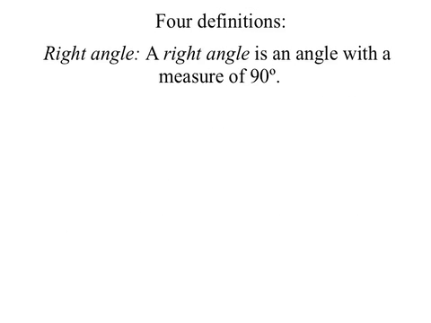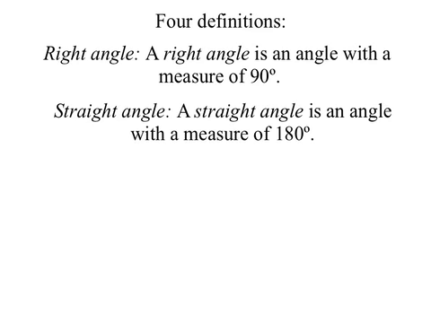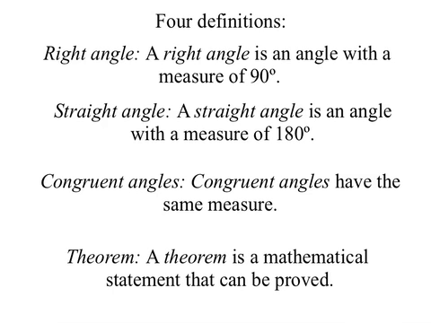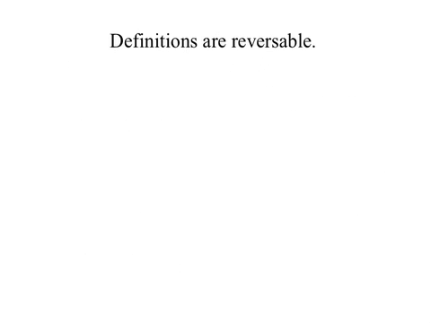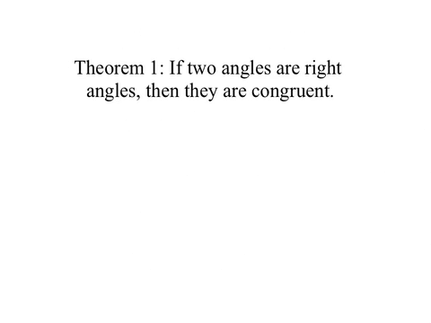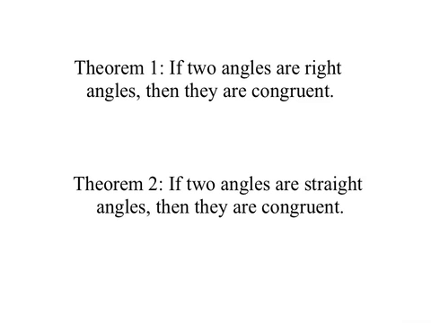In this lesson, we looked at 4 definitions: right angle, straight angle, congruent angles, and theorem. We also discovered that definitions are reversible. And 2 common ways to prove theorems are 2-column proofs and paragraph proofs. And finally, our first 2 theorems for this set of lessons: Theorem 1, if 2 angles are right angles, then they are congruent. And Theorem 2, if 2 angles are straight angles, then they are congruent.